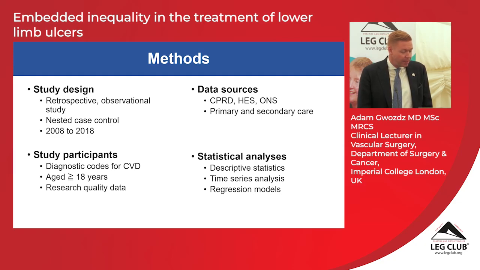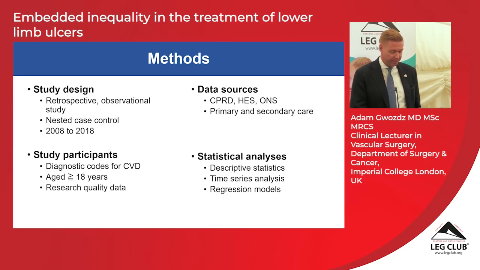So these were based on diagnostic codes for chronic venous disease. They were adult patients, and it was research quality data. What that means is that you're limited to ensuring that the data fields are completely filled out. So, you've got 27 million people, how many are completely filled out for the aspects of care that you're interested in? So it needs to be filled out that way.